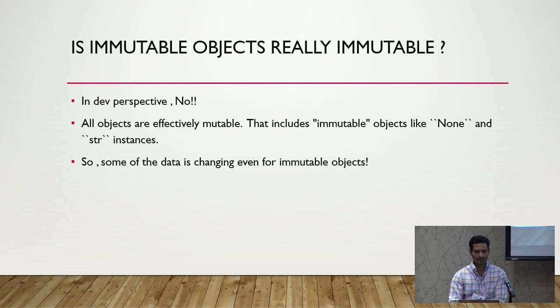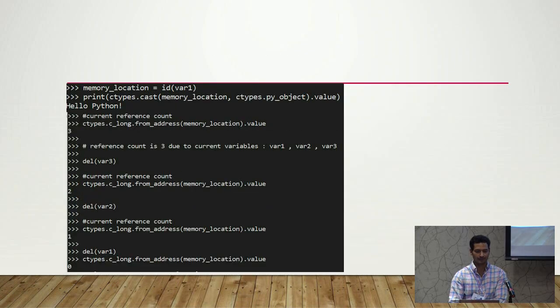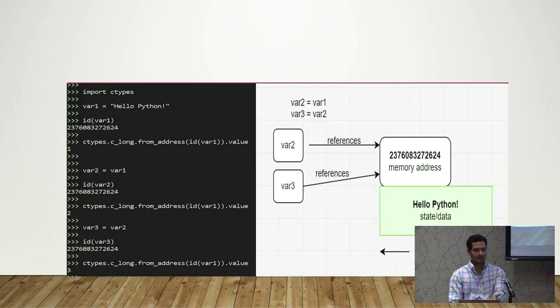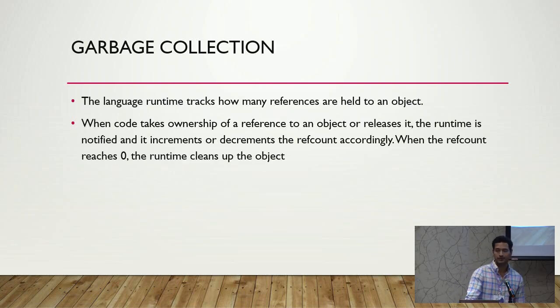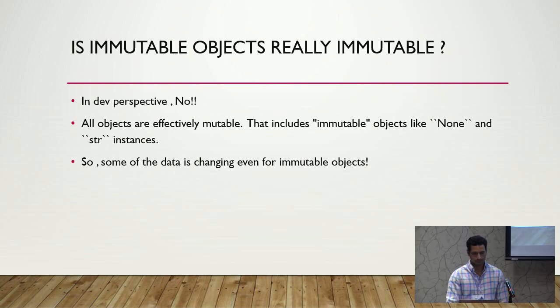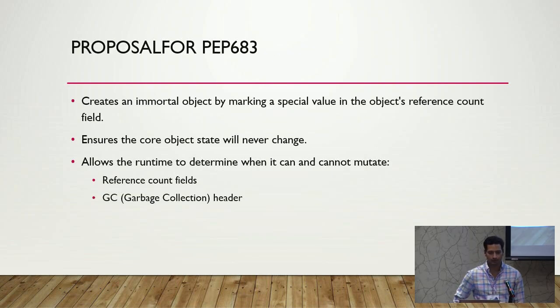So, for example, which I've shown to you, let me just go through it. Here, see, the reference count is increasing and decreasing. So this means that this string is not immutable actually in reality. And how it impacted our need for highly scalable applications, it impacted a lot. We'll discuss it. So yeah, the proposal for PEP 683 came.